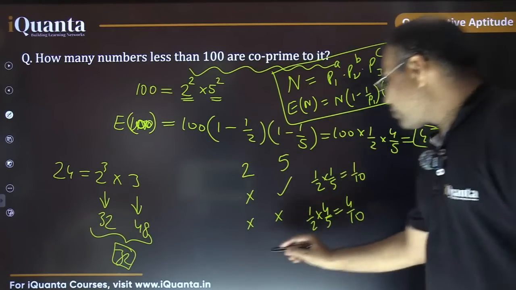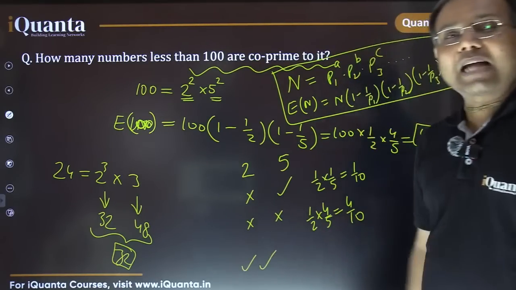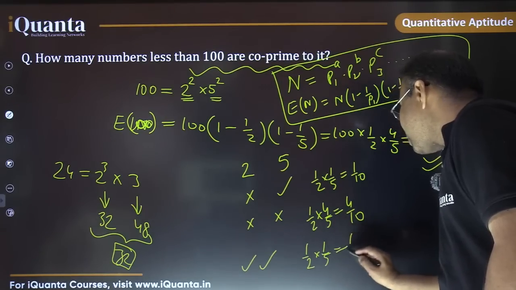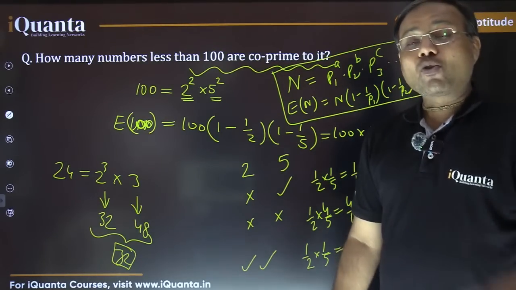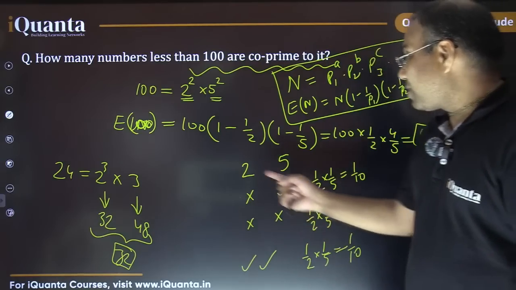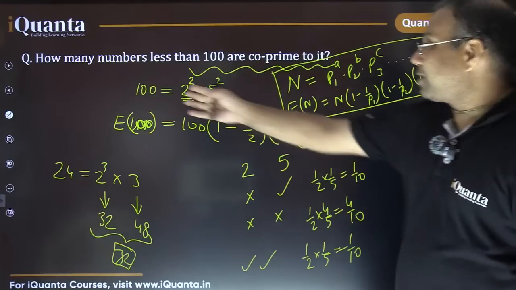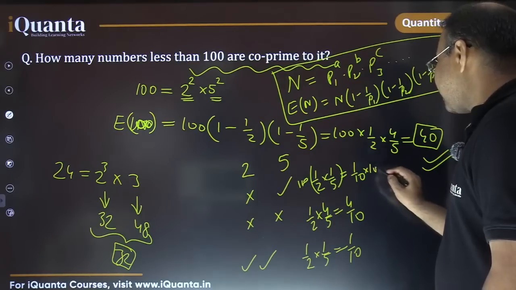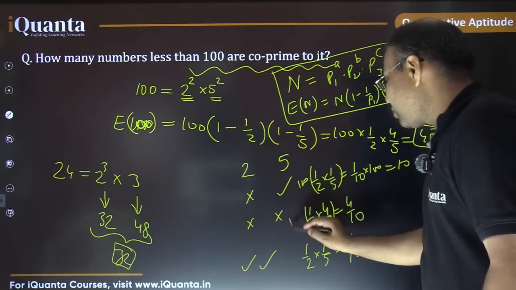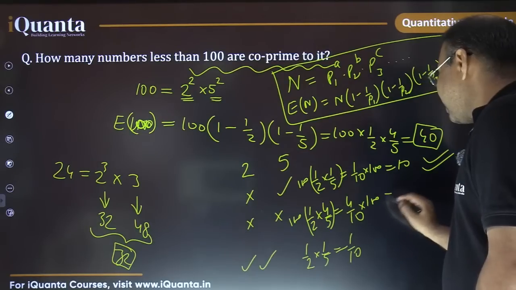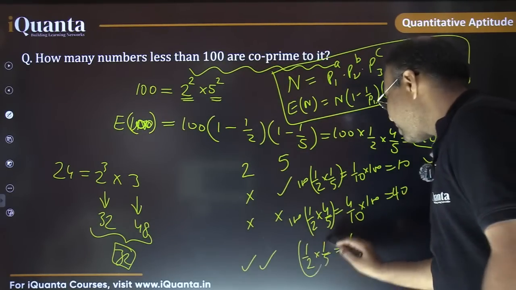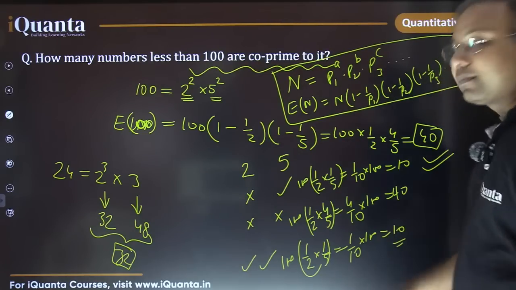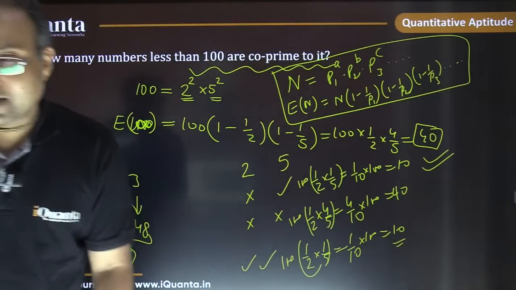If I ask you the numbers which are multiple of 2 as well as 5, in that case, it is going to be 1/2 into 1/5, that is again 1/10 of the total. Are you getting it? So if the total numbers are multiple of both of them, that is 10, as in this case 100, so I can directly apply this method. It is 100 into this much, that is 10 numbers. 100 into this much, that is 40. 100 into this much, that is 10 again. Is it understood?